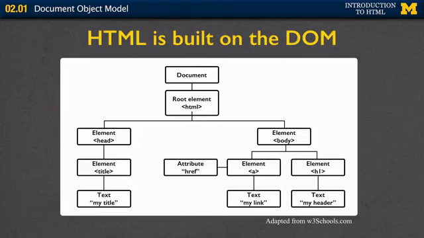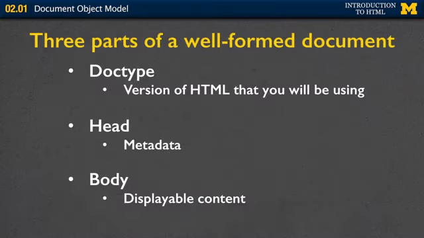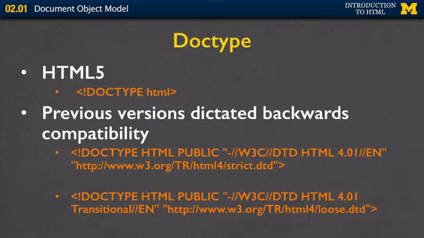If we don't look at it as a picture, I can also just tell you that every tree has three parts to a well-formed document. The doc type, which is the version of HTML that you're going to be using. The head, which is all of the metadata, or extra information. And the body. The body is the displayable content, the thing that most people are going to get back when they do the request-response cycle.